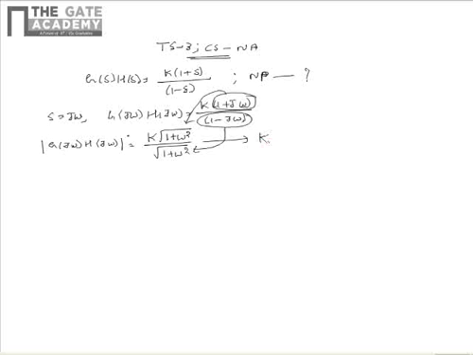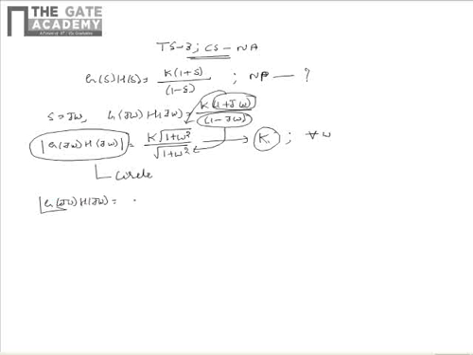From this we see that the magnitude of G(jω)H(jω) is K for every ω. It means that the Nyquist plot is a circle. Also, we can write the phase of G(jω)H(jω) as phase of (1 + jω) minus phase of (1 - jω). This upon simplification becomes tan inverse ω minus tan inverse of minus ω.